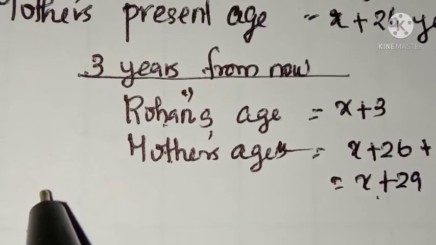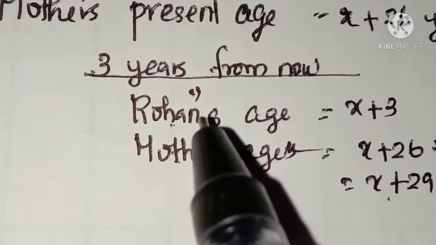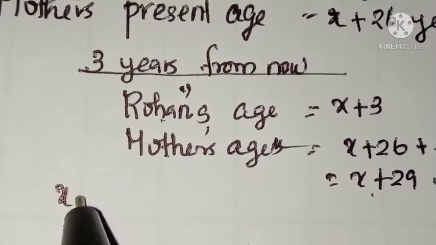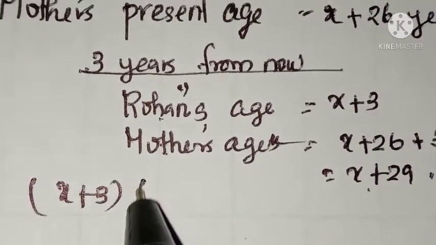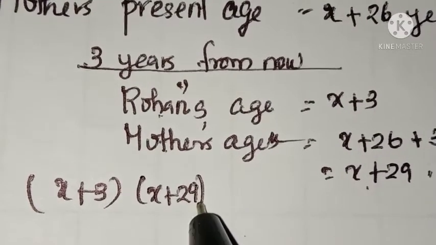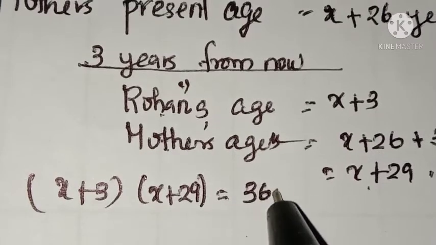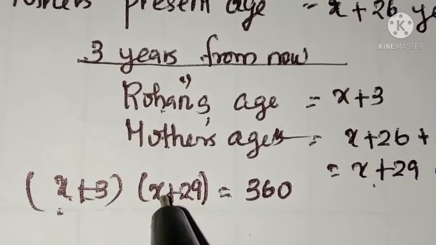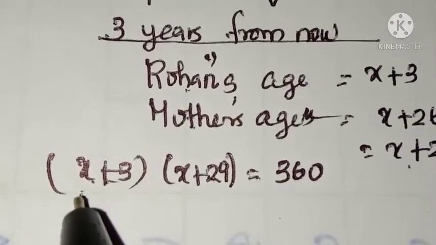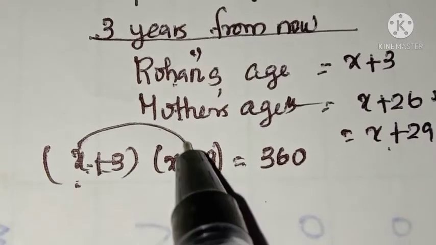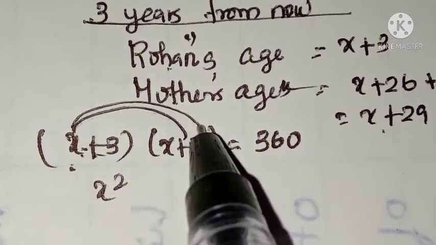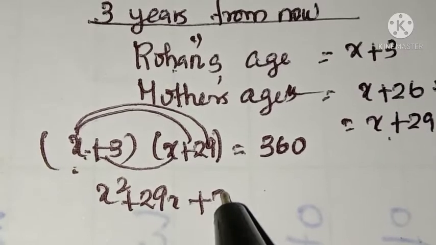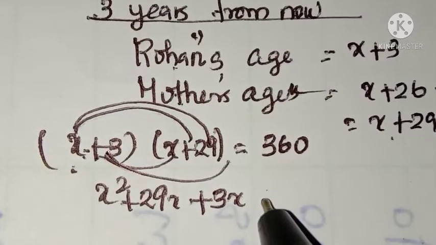Now, see the second sentence again. The product of their ages 3 years from now will be 360. That is x plus 3 into x plus 29 is equal to 360. Product of their ages after 3 years will be 360. Now open the bracket. x into x, x square, x into 29, 29x, 3 into x, 3x, 3 into 29.